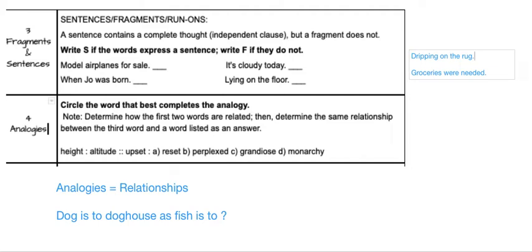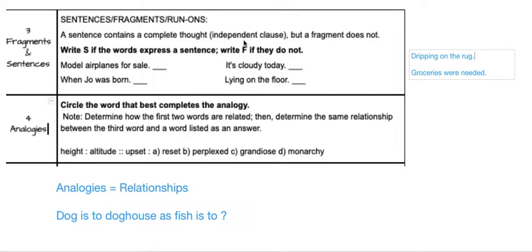Have bell ringers number 3 and number 4. Number 3 is a concept we've probably talked about a little and you've seen before. Number 4 may be pretty new to you, so you're going to want to pay some attention. In number 3, we're looking at whether our sentence is a sentence, a fragment, or a run-on. Remember, a sentence has to contain a complete thought. It has to be able to work as an independent clause.